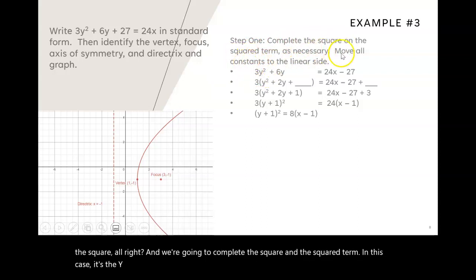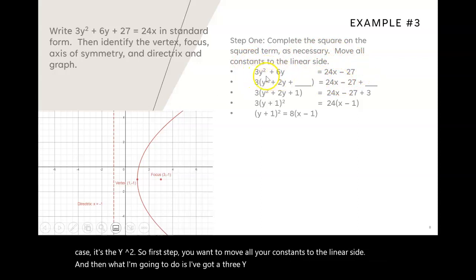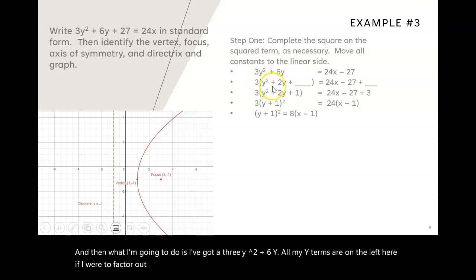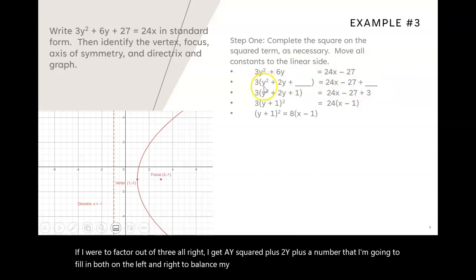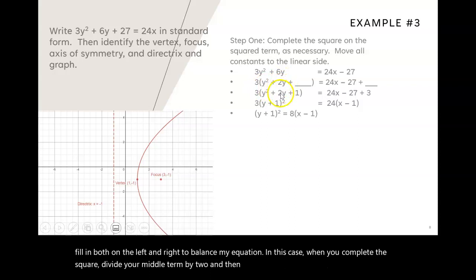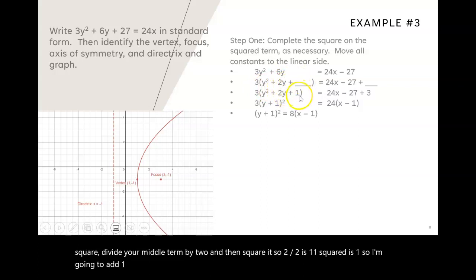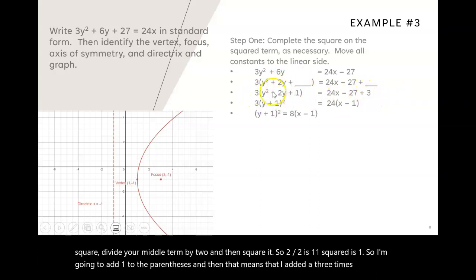So first step, you want to move all your constants to the linear side. And then what I'm going to do is I've got a 3y squared plus 6y. All my y terms are on the left here. If I were to factor out a 3, I get a y squared plus 2y plus a number that I'm going to fill in both on the left and right to balance my equation. In this case, when you complete the square, divide your middle term by 2 and then square it. So 2 divided by 2 is 1. 1 squared is 1. So I'm going to add 1 to the parentheses. And then that means that I added a 3 times 1 to the right side to balance it out.